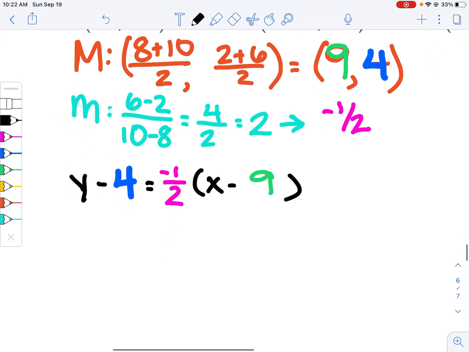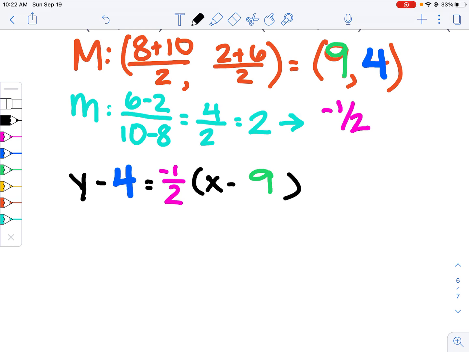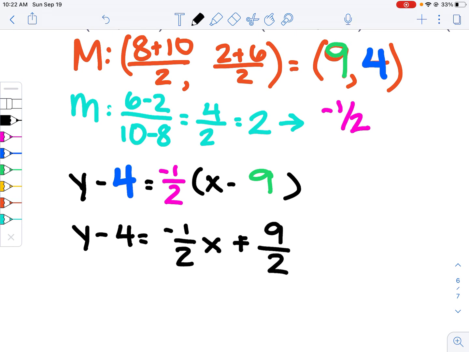to write my equation. And then if I want it in slope-intercept form, I'm going to do a little bit of algebra. 4 is the same as 8 halves, so when I add that over, 8 plus 9 is 17 halves.